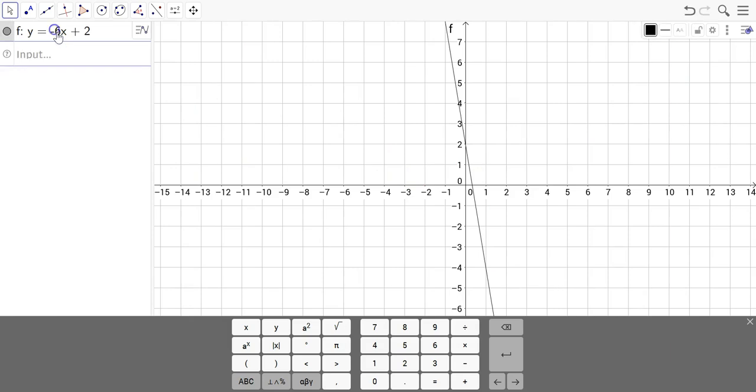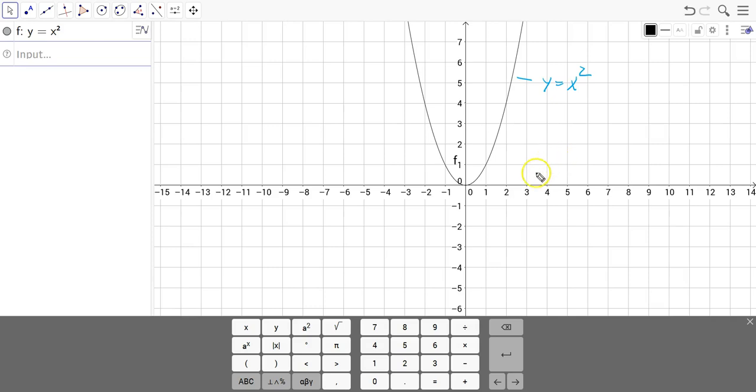You can also use this to graph other equations as well. If you want to explore that, you can even graph quadratics like x squared. Right there, that's called a parabola right here. So right here would be the graph of y equals x squared.